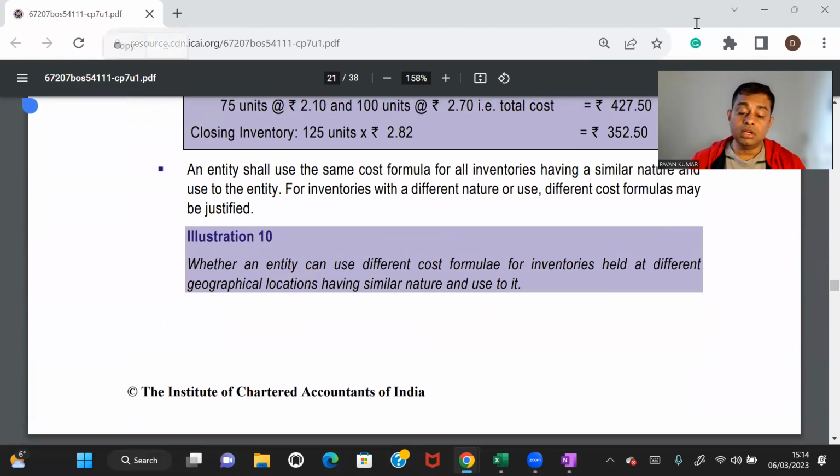Simple question. Whether an entity can use different cost formulae for inventories held at different geographical locations having similar nature and use to it. Question number 10. Simple, one single line question. Tell me the answer, yes or no. I want you to tell. Read the question. Use your common sense. Use your accounting knowledge. Tell me the answer. Yes or no? I want your answer in the chat box.